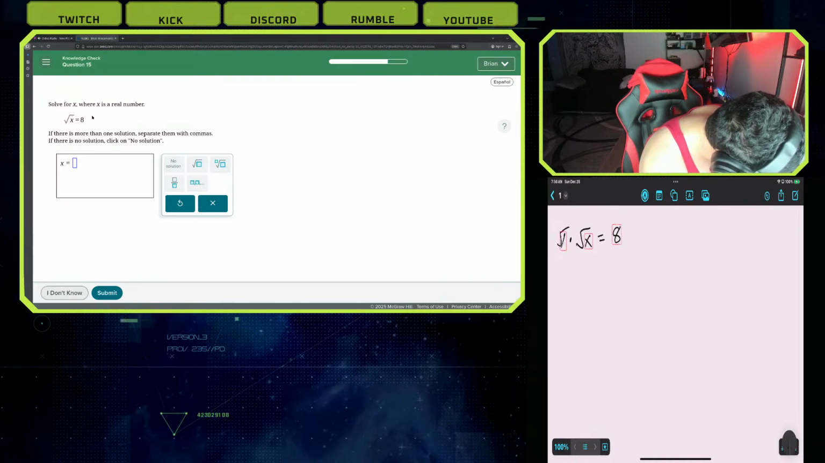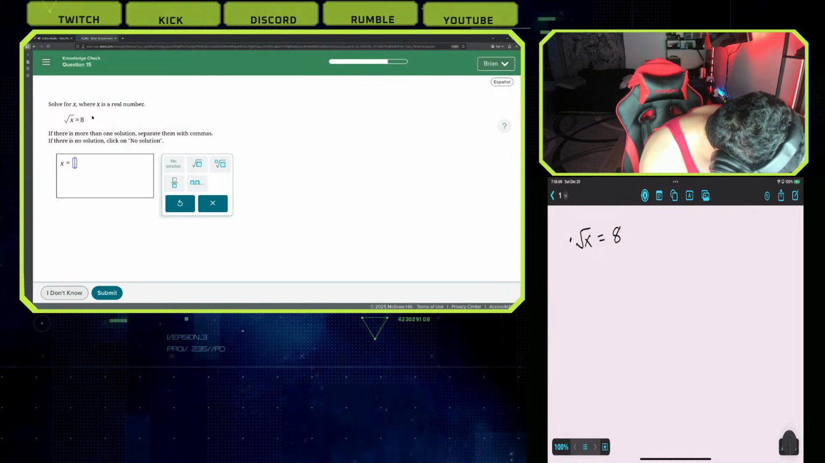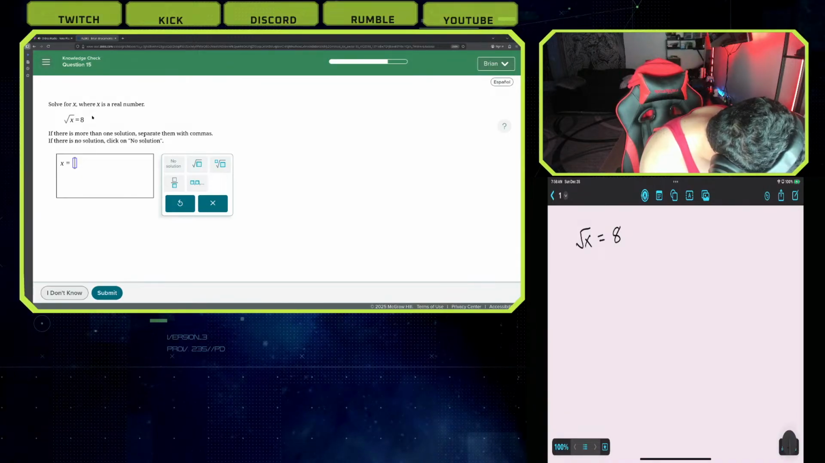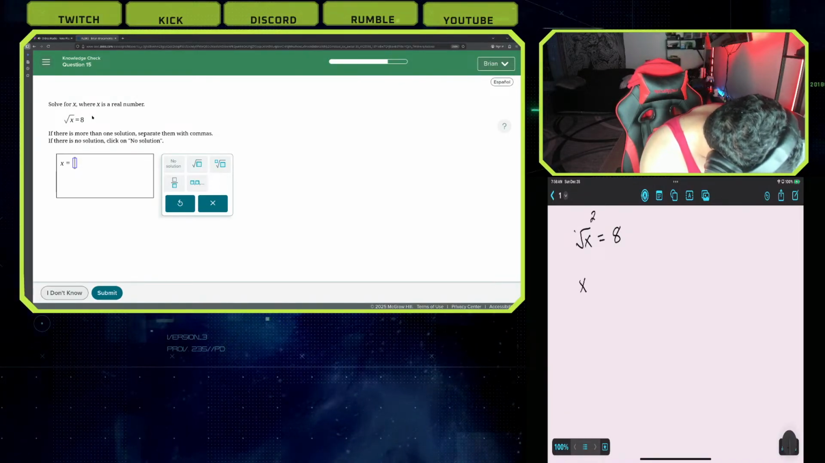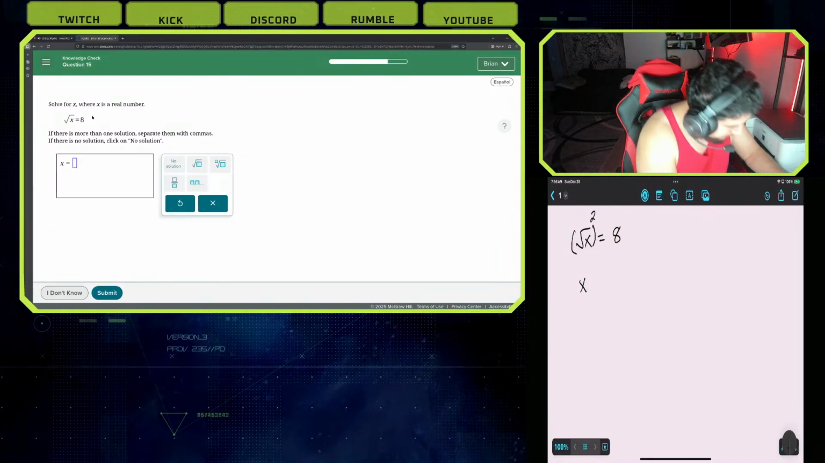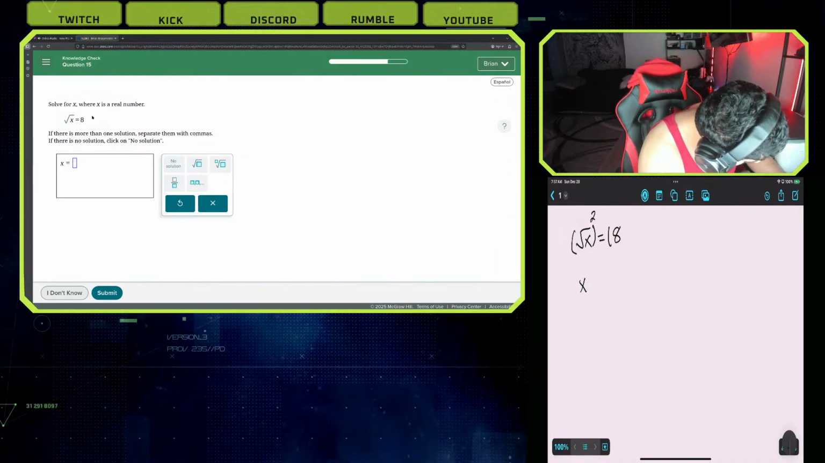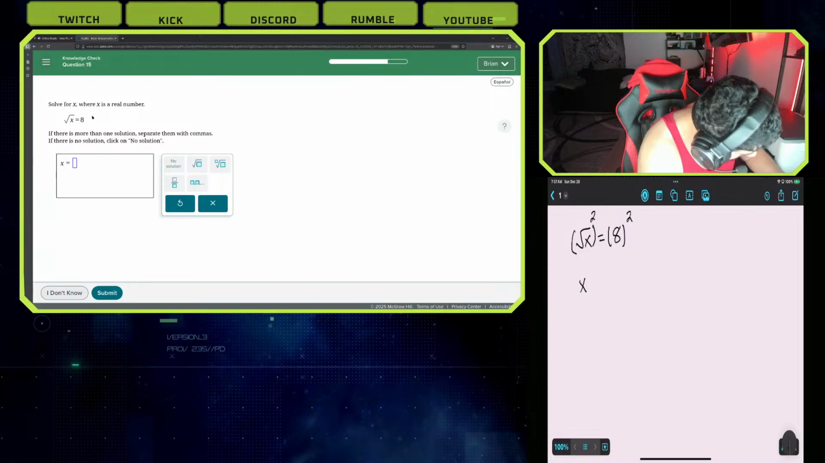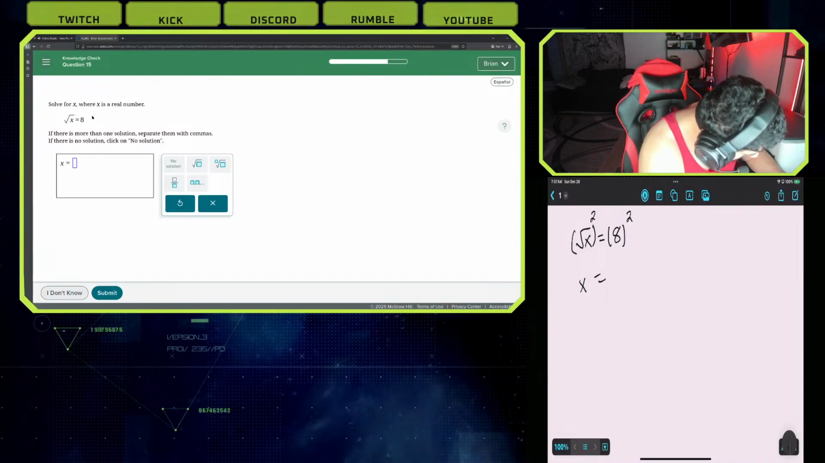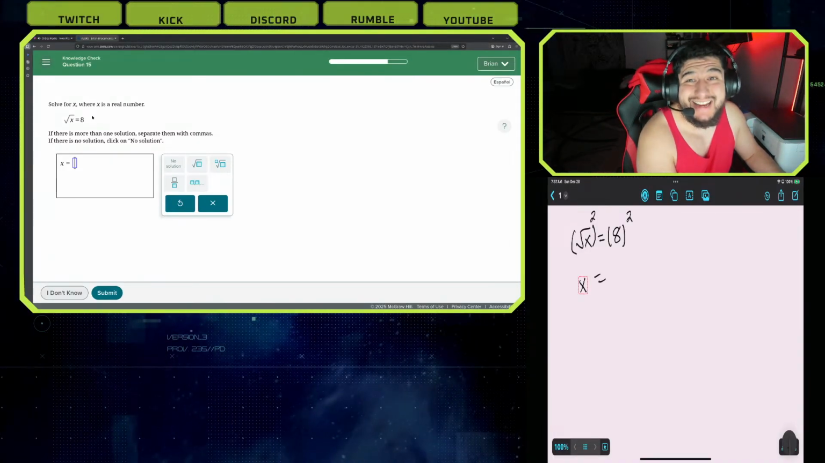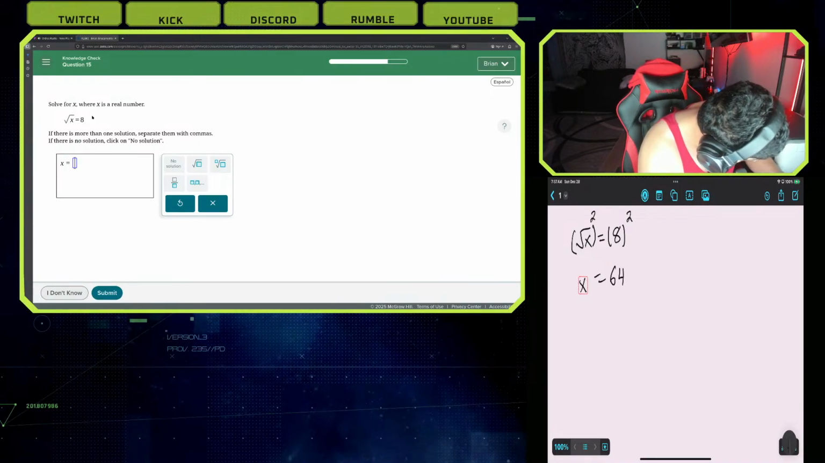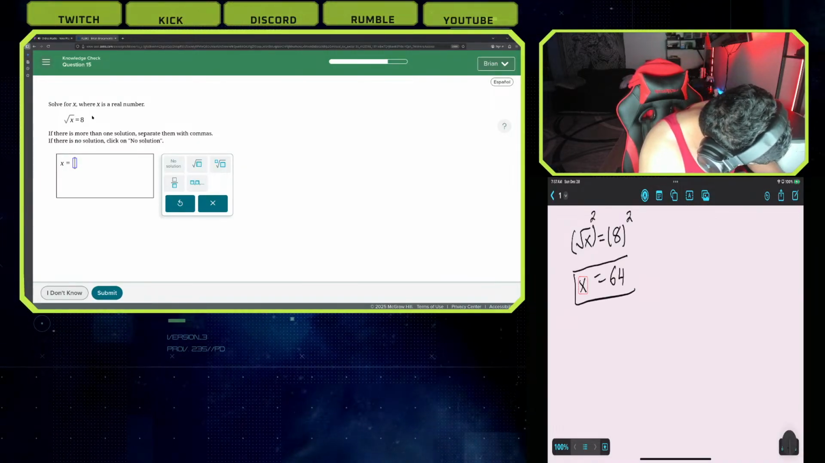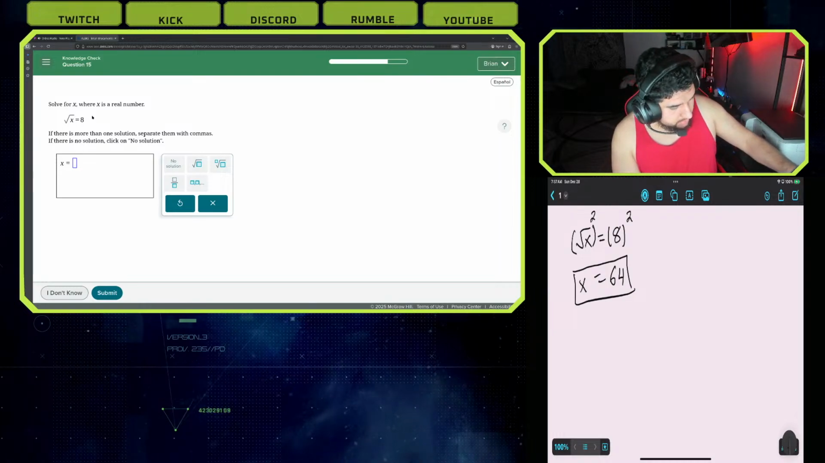All right, so we square it. If we do that to the left side, we have to do it to the right side. So x equals 8 squared. What is 8 times 8? 64. So that is the answer, and that's what I'm going to input.